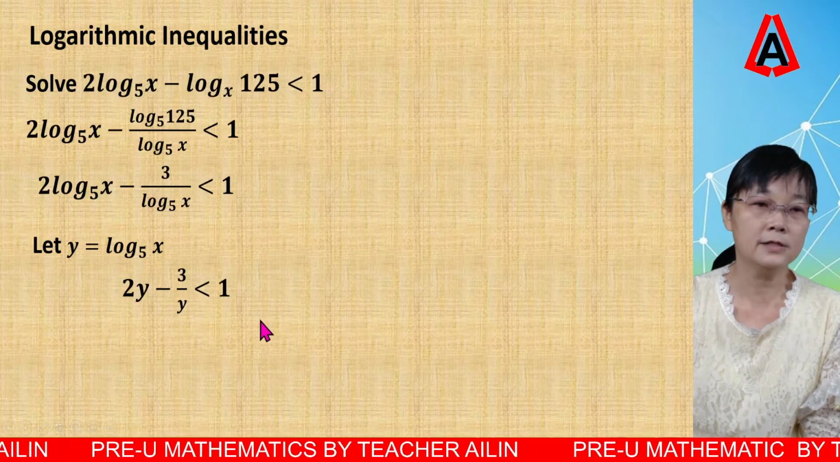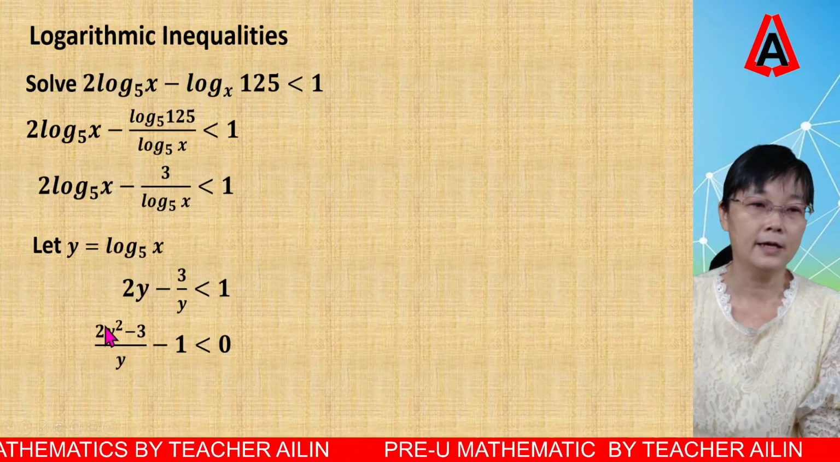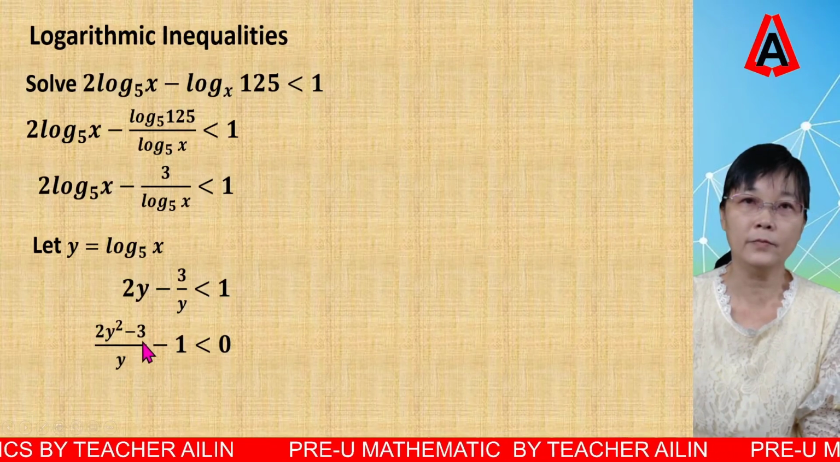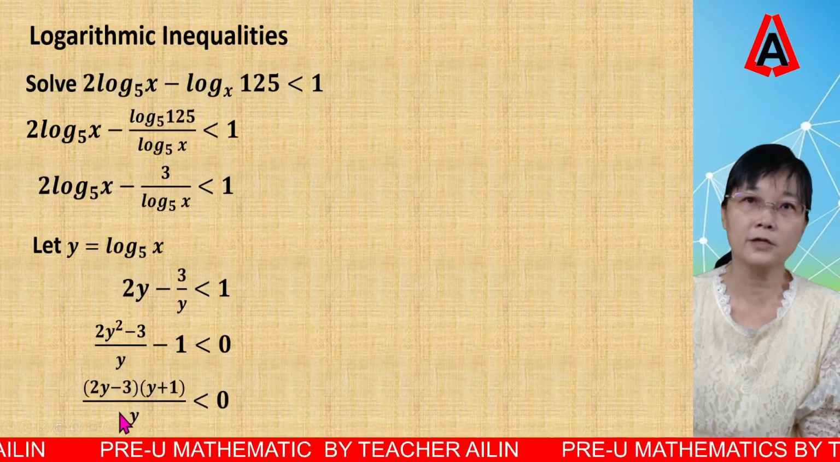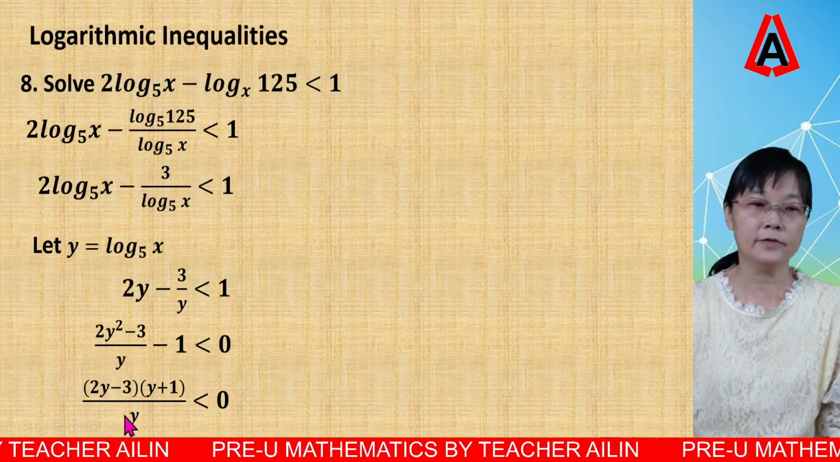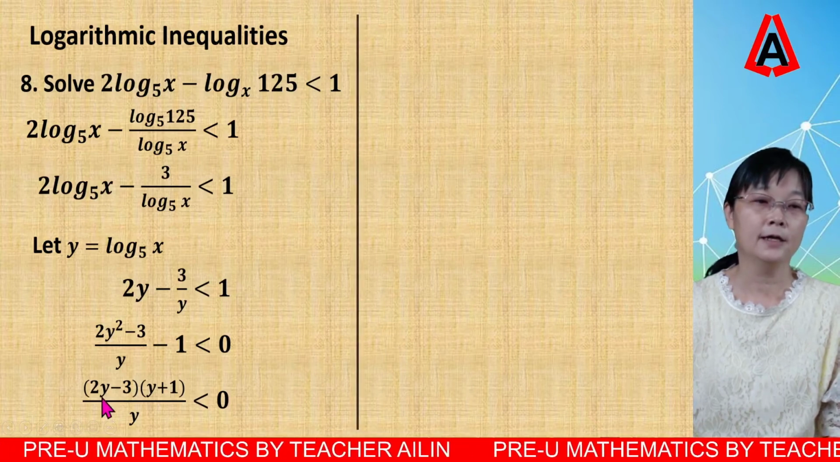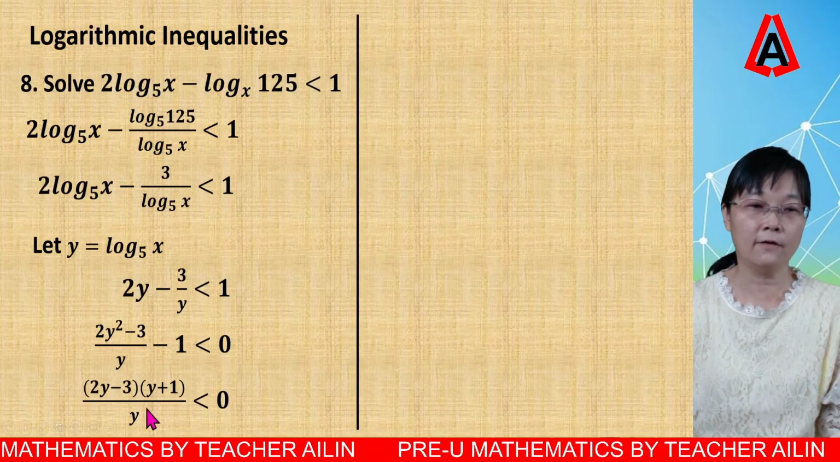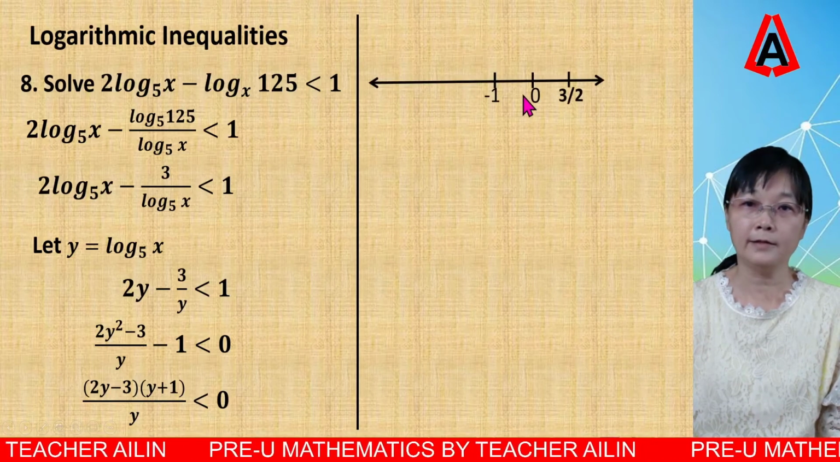So to do this, I'm going to shift the 1 to the left hand side and simplify this one to become a single fraction. That is the rational form. To find the range of values of y here, now I'm going to test the sign of each of the factors under a number line.